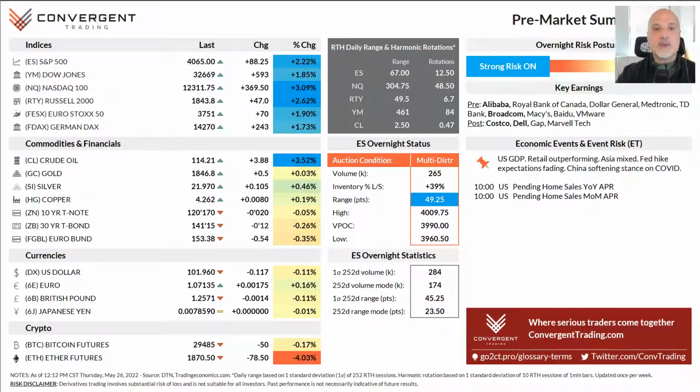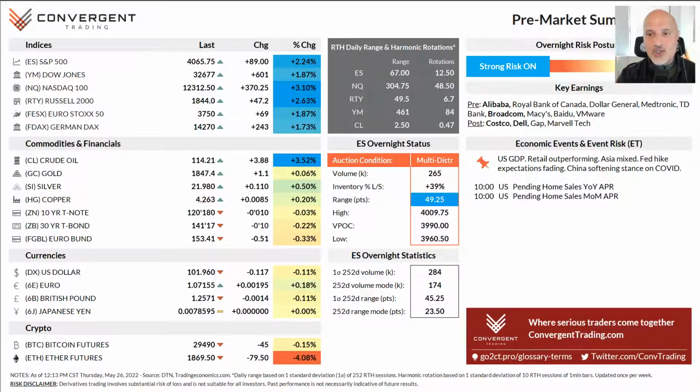That box turns blue. It's telling us it's more than one standard deviation, or one sigma. And by definition, that means there's unusual participation in terms of range. And that really tunes us into the fact that we are likely to get a pretty wide-ranging day coming into the session. So this is what the CT pre-market summary sheet is about.